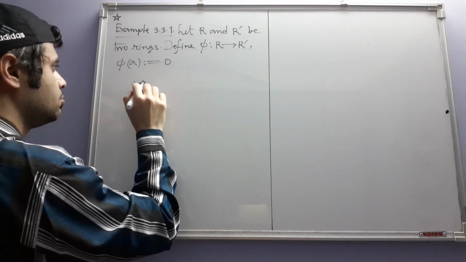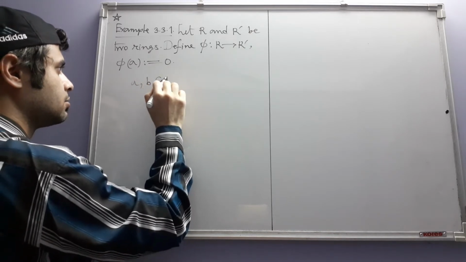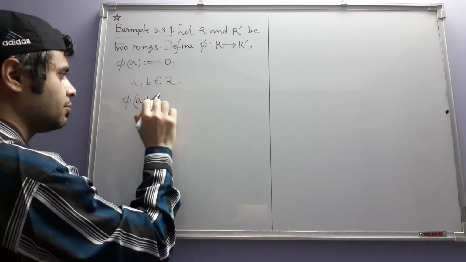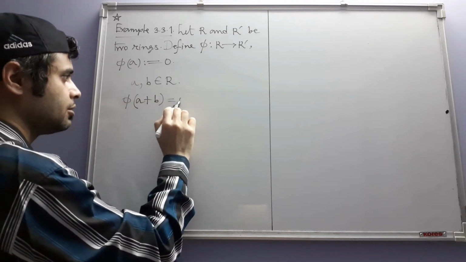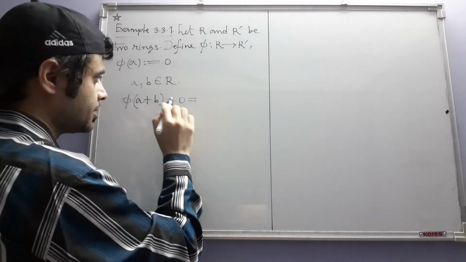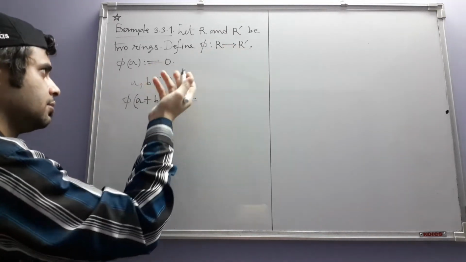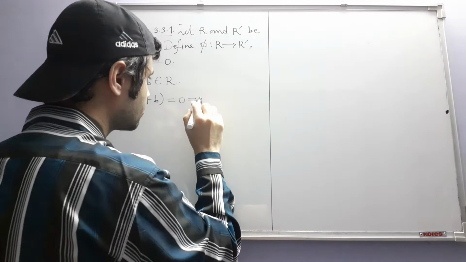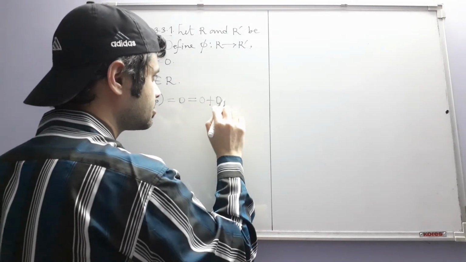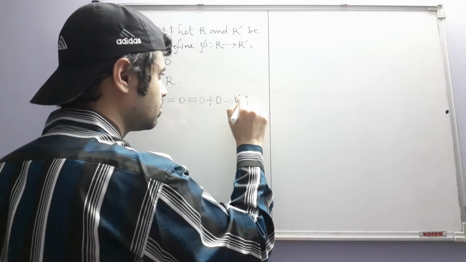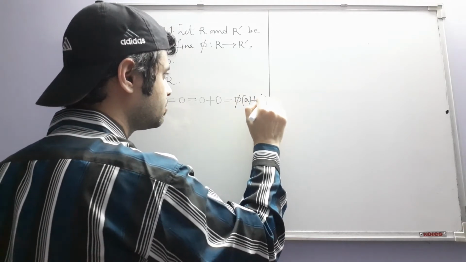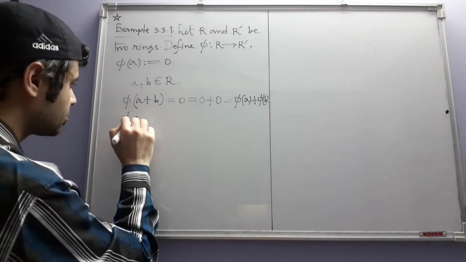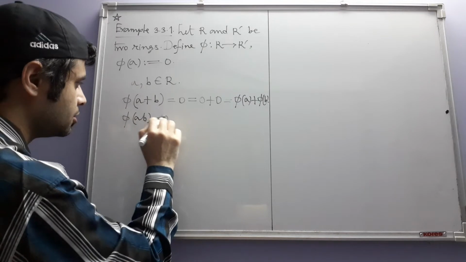If we take say two elements A and B in R, then phi of A plus B, by definition this is nothing but 0. That is the zero element of R prime. We use the same symbol to denote the zero element of both R and R prime. And this can be written as 0 plus 0, which is again phi of A plus phi of B. So phi respects addition. Like that, we have phi AB equal to 0.